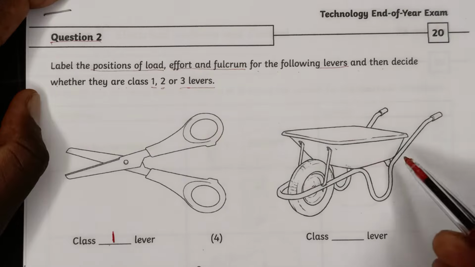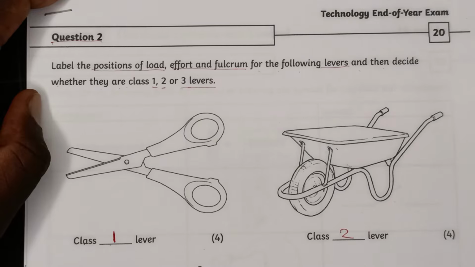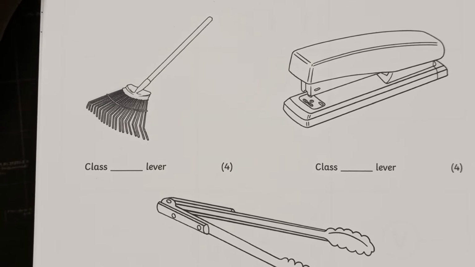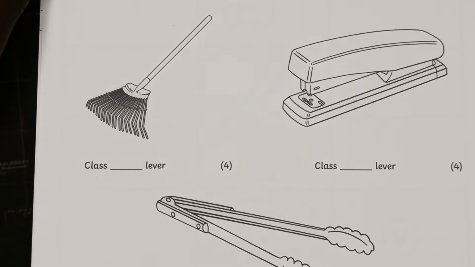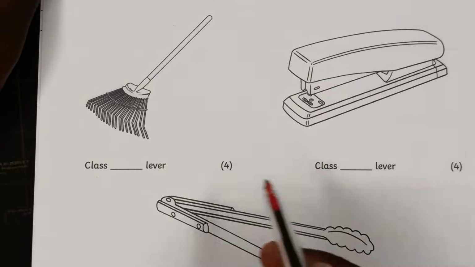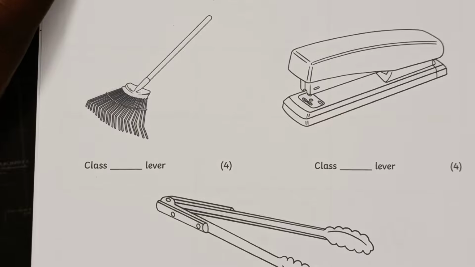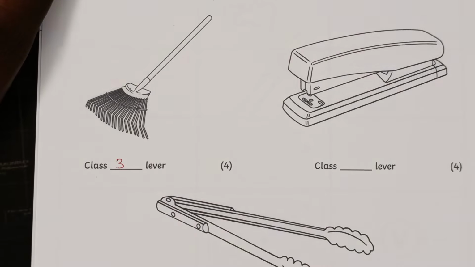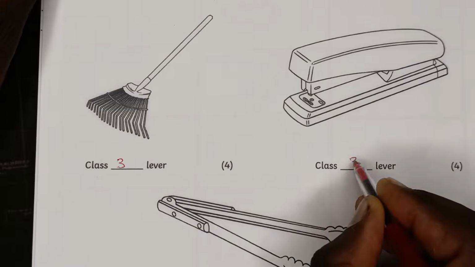And which class is this one? This is class 2. Then we come to this one. What class is the rake here? It is class 3. And the stapler, what class is it? It is class 3 as well.